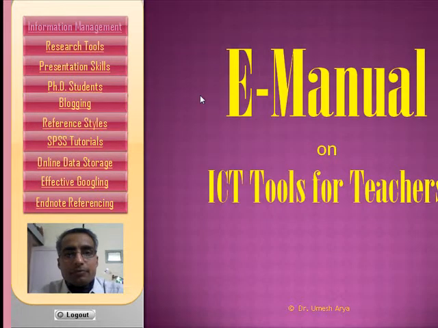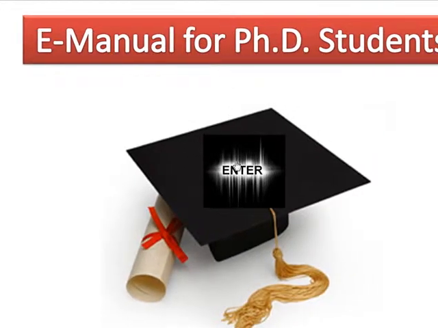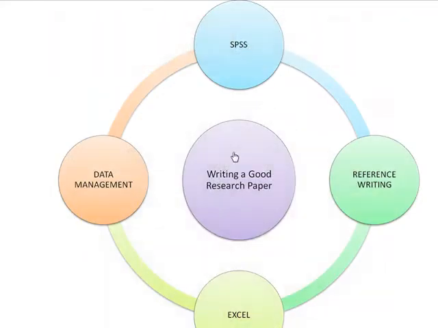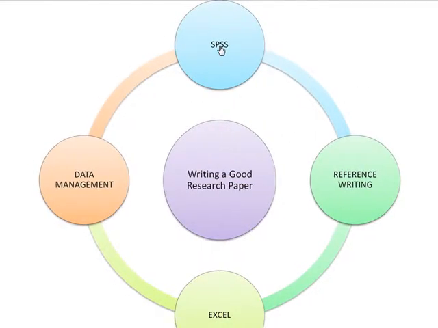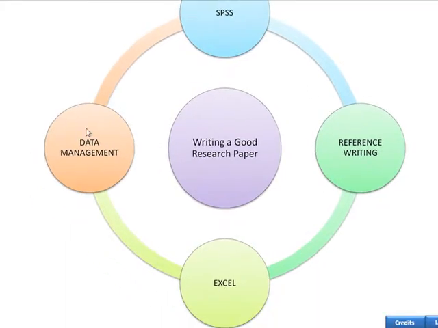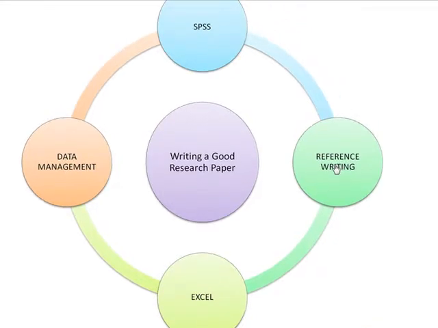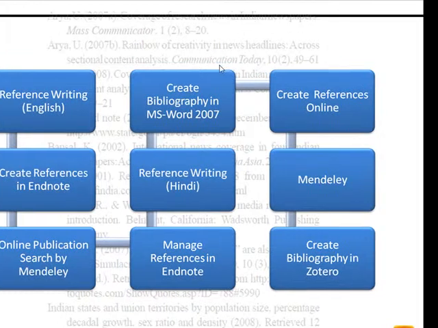So this is in a way an interactive form of presenting your material, and the user will be happy to interact with this and learn from this. So this is one manual. This is the second electronic manual for PhD students. It is having a few topics which are grouped under different categories. One of them is reference writing, Excel, data management, and if you want to go to the reference writing, then it will open like this.